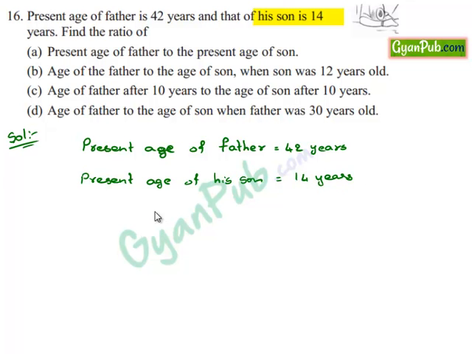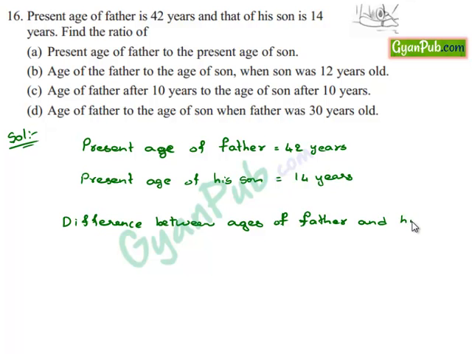We know that the difference between the ages of father and his son will be the same at any time. So first find out the difference between the ages of father and his son, which is equal to age of father, that is 42 years, minus age of his son, that is 14 years, which gives 42 minus 14, that is 28 years. Therefore, the difference between the ages of father and his son at any time is 28 years.